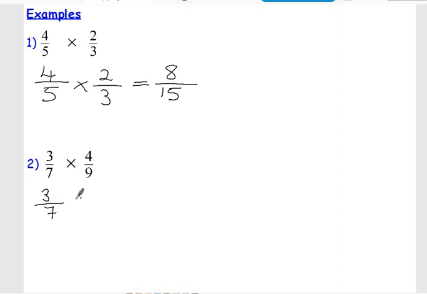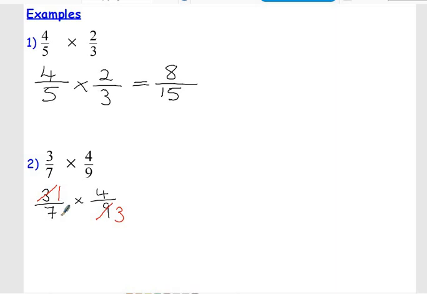3/7 times 4/9. So if we look at the diagonals here, 3 and 9, is there a number bigger than 1 that goes into 3 and 9? Yes, there is. 3 goes into them both. So we can cancel these off. 3 goes into 3 once, 3 goes into 9 3 times. If we look at the other diagonal, is there a number that's bigger than 1 that goes into 4 and 7? No, there isn't. So they stay as they are.